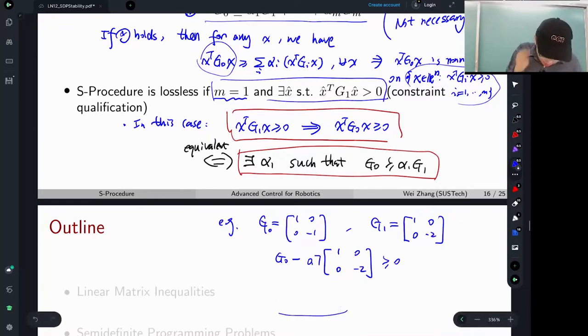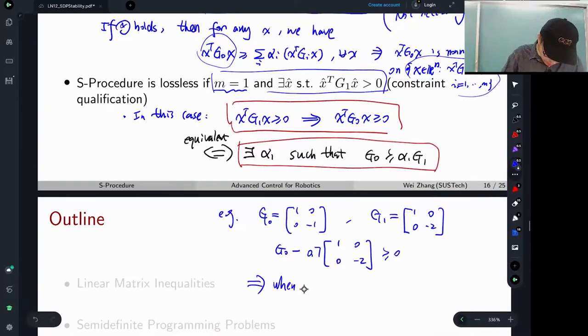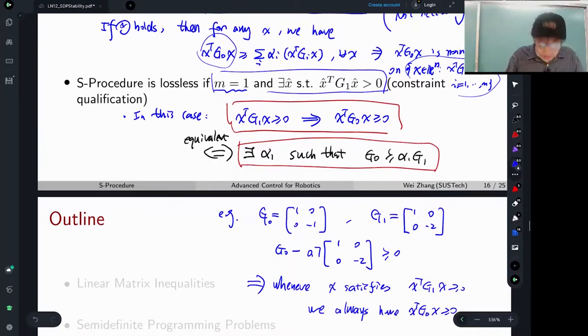Okay, I'm finding the alpha. So this condition is satisfied. All I can conclude is, first of all, my observation that G0 is not positive semi-definite. But what I can conclude is that whenever X satisfies X transpose G1 X bigger or equal to zero, we always have X transpose G0 X bigger or equal to zero. That's what we can guarantee.